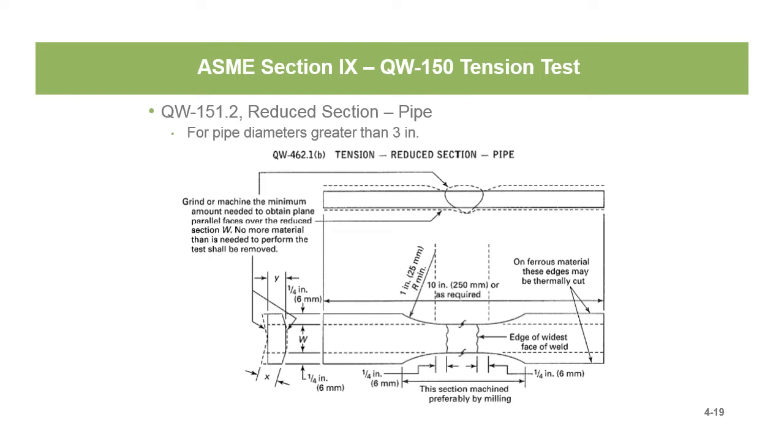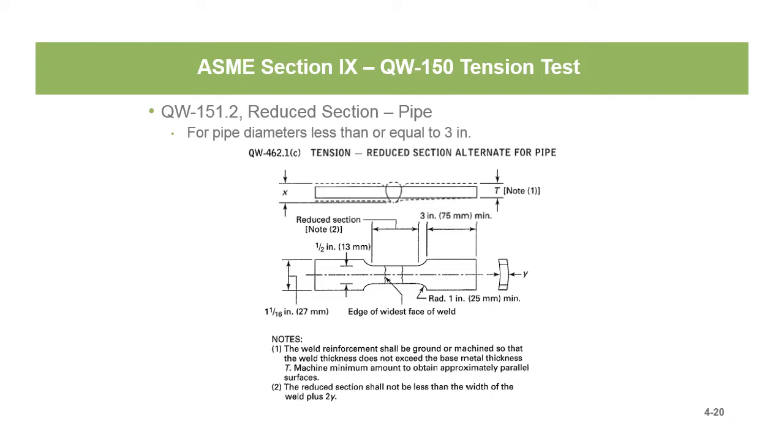Here's another slide. This one is a reduced section tensile test for pipe. Same thing, it walks you through it, talks about grinding the minimum amount needed to obtain a plane, parallel face over the reduced section. It walks you through everything. Like I said, none of this stuff is really rocket surgery, and you don't have to commit it to memory, but you do need to be cognizant that this material exists and that it's out there and you just need to find it. I don't remember any of this. I just know where to find it and look it up. I don't have it committed to memory in some kind of savant type fashion, but I do know where to dig it up and let people know what tests you need done to qualify your procedure.